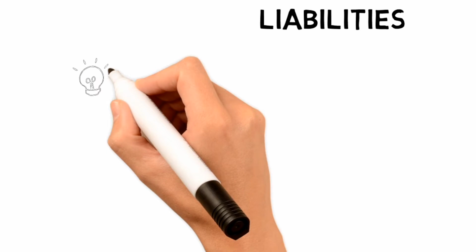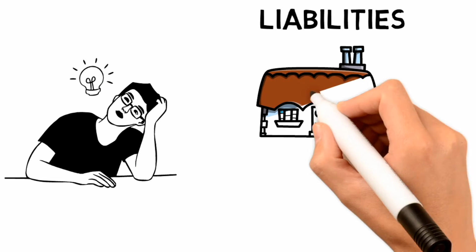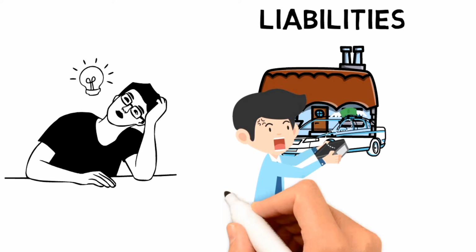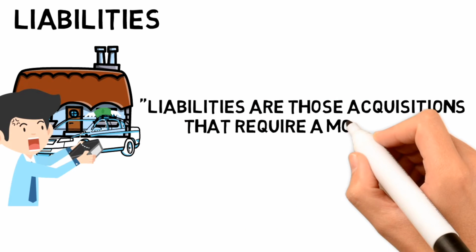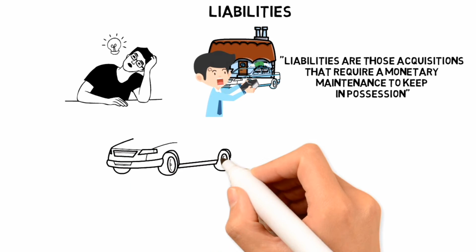Liabilities can be interpreted in a very simple way once you know what an asset is. Although I have said that an asset generates money, a liability rather makes you spend more money. Liabilities are those acquisitions that require monetary maintenance to keep in possession. A common example could be a car.